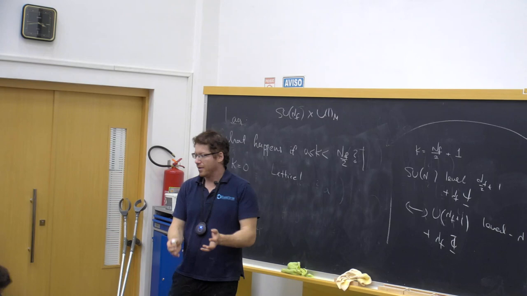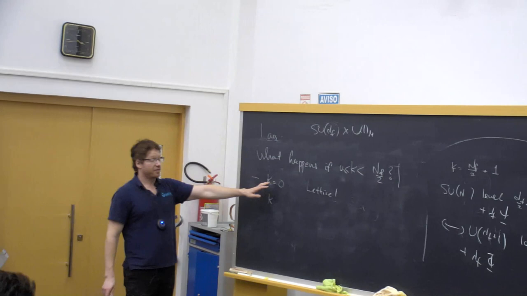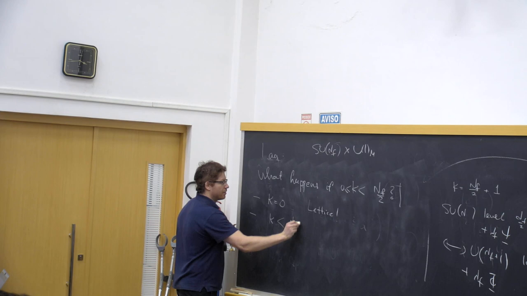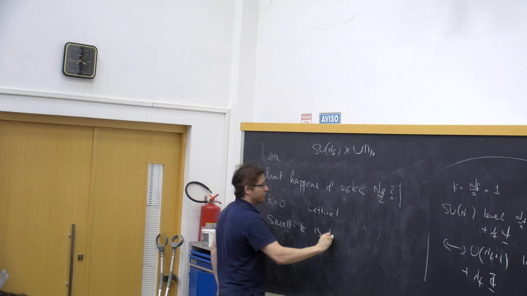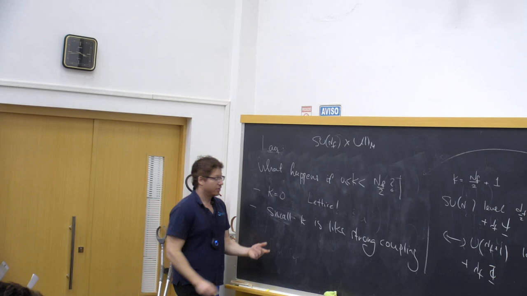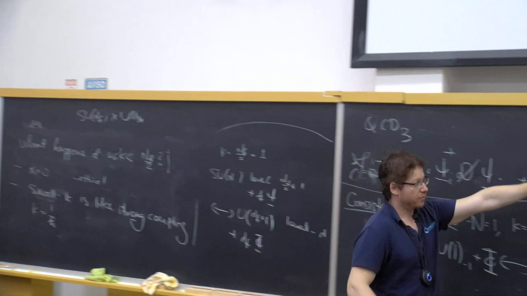OK. So k equals 0 is accessible by the lattice, so it's interesting to address this question. And in fact, you might say that k equals 0 is the best analog of four-dimensional QCD. Another reason is that small k is like strong coupling. And you might expect maybe confinement or some symmetry breaking. Because k is essentially like 1 over h bar. You see that k appears in the numerator, so it's like 1 over h bar.